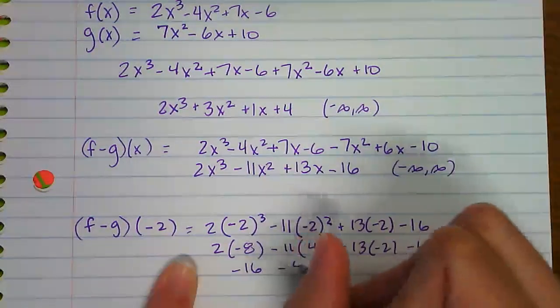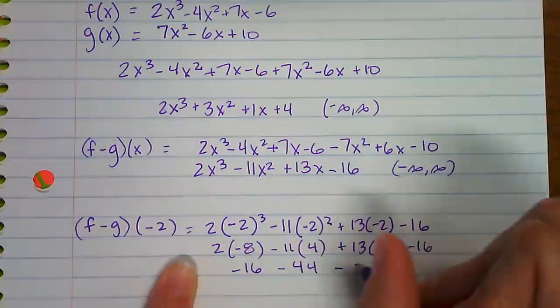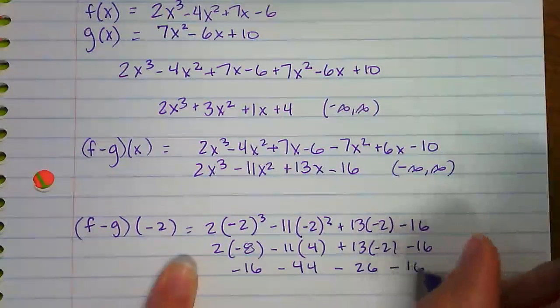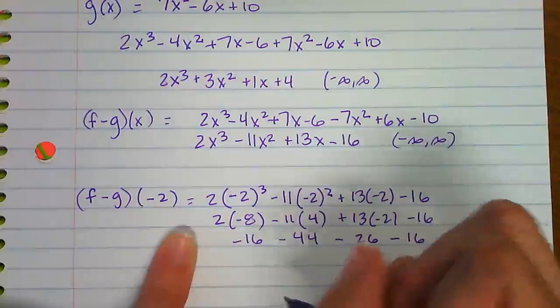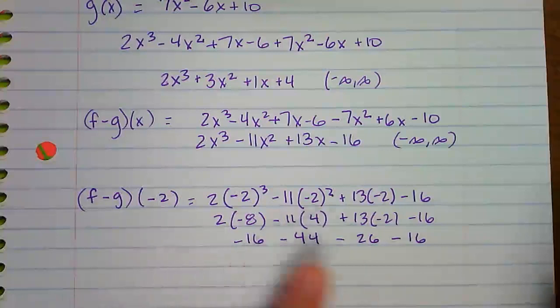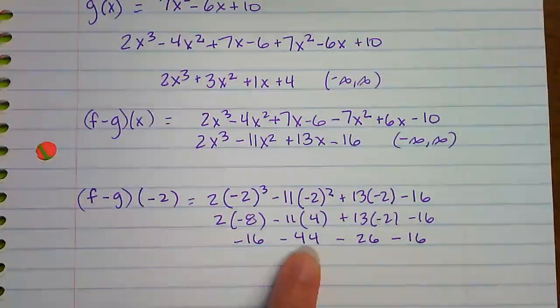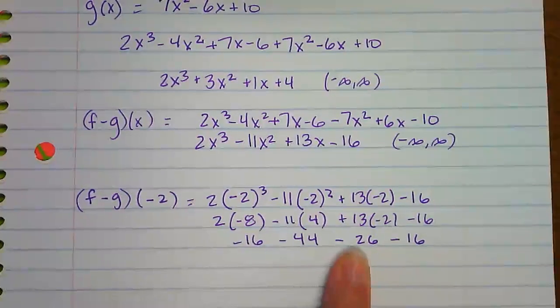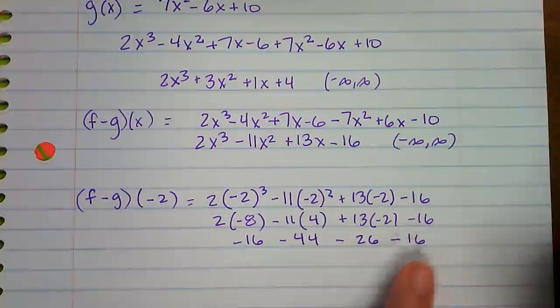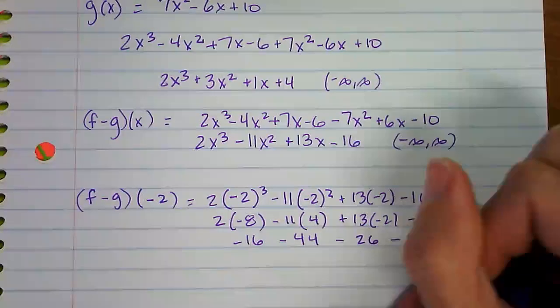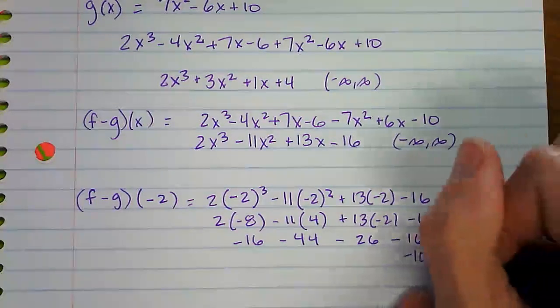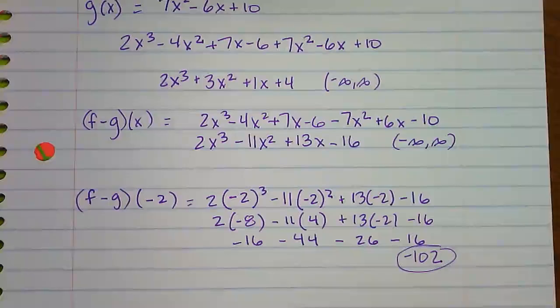And then I would go through and take care of all my multiplication. So negative 16, negative 44, negative 26, and negative 16. And then I would just put them all together. Negative 16 and negative 44, that makes negative 60, makes negative 86, makes negative 102 for my final solution. Okay.